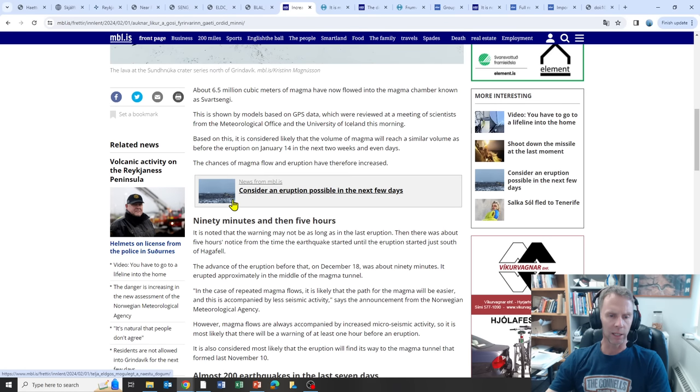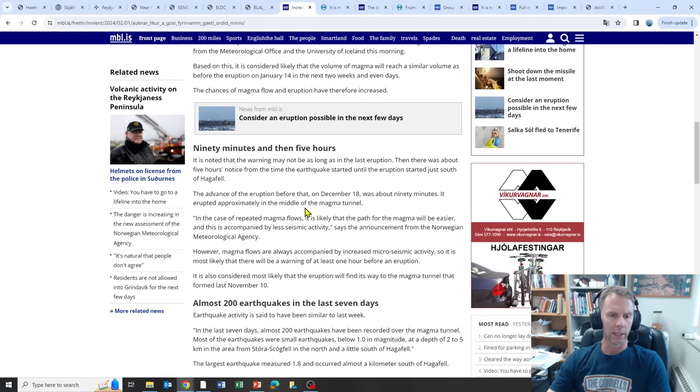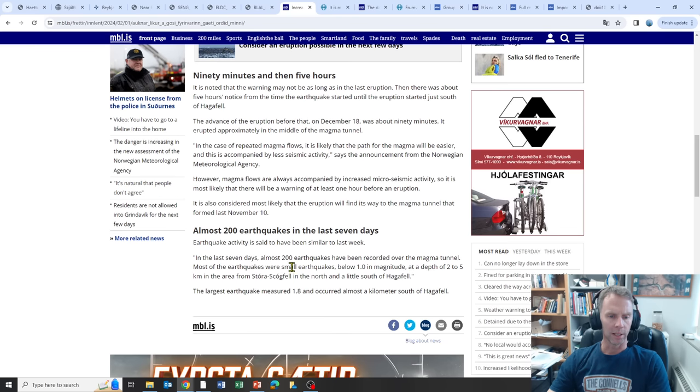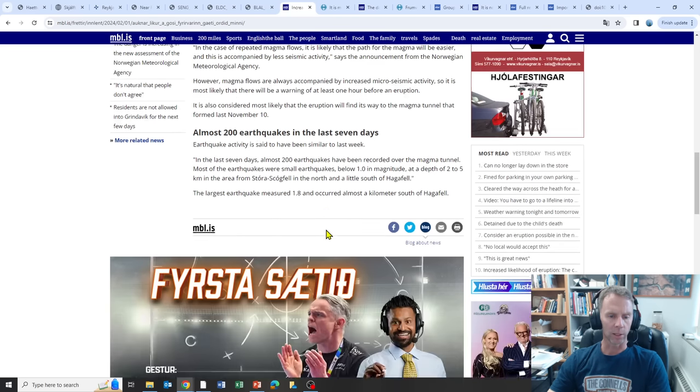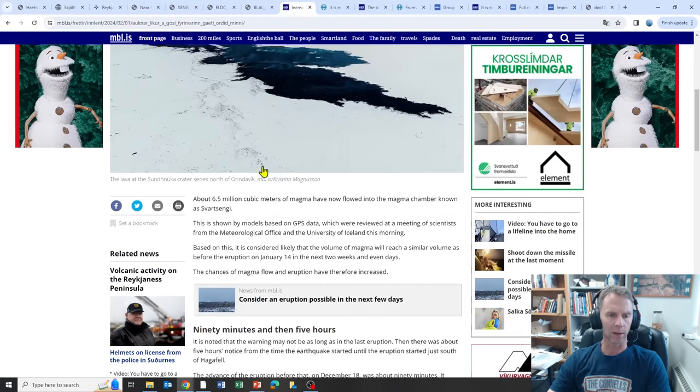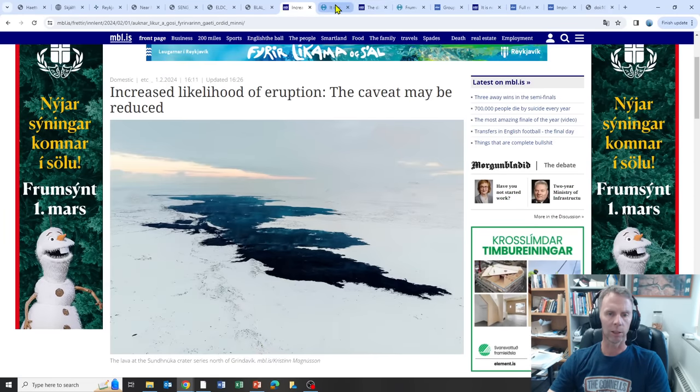But just reiterating that the chances of an eruption have increased. It talks a little bit about the warning time between the uptick in earthquake activity and when the eruption took place, that was as short as 90 minutes with the December eruption, and it was about 5 hours with the January eruption. And then they talk a little bit about the total number of earthquakes there. So not a lot new in that article, but I thought I'd throw it in there just for fun.